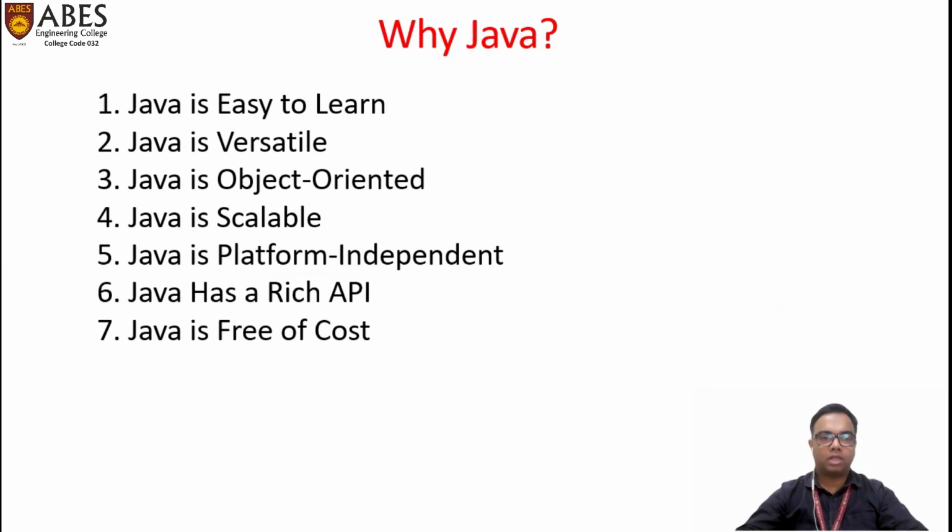So basically, why do we need Java? The first reason is that Java is very easy to learn, because Java resembles English-like syntax. Java is also versatile. Java is object-oriented. Java is scalable also, and Java is platform independent. Java has a rich API, and Java is free of cost. So these different features make Java very famous for web development also.